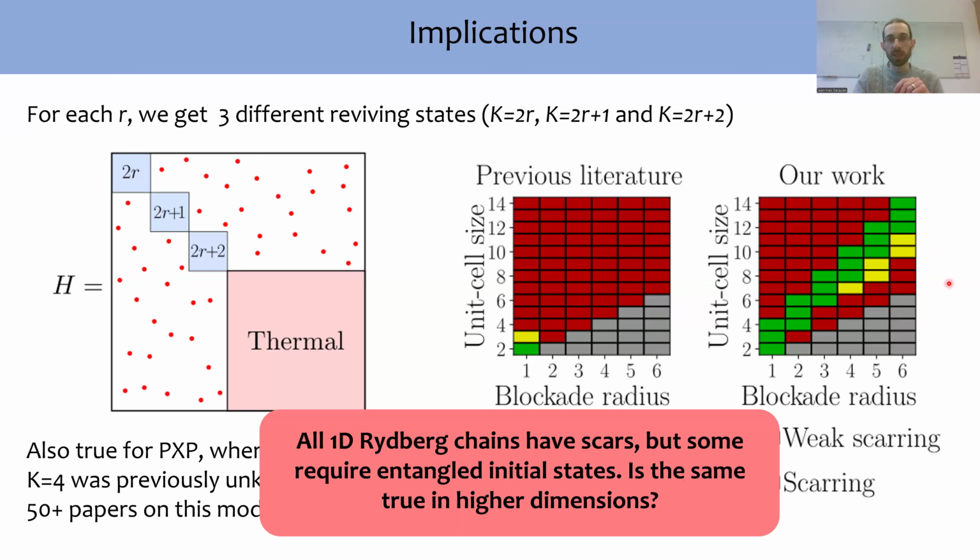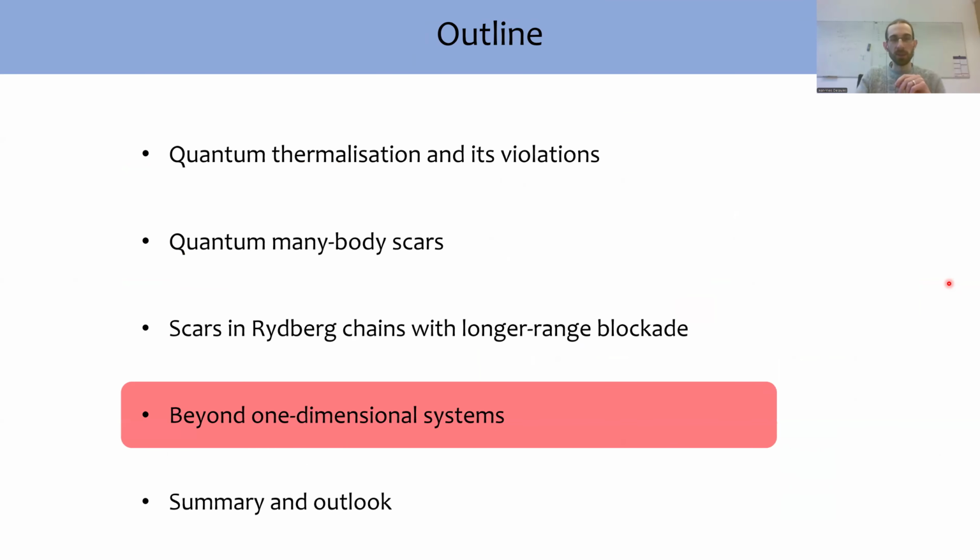So what we have shown is that all one-dimensional Rydberg chains in some blockade regime have scars, but the cost is that to probe some of them, you need entangled initial states. And now the natural question is, okay, well, we essentially solved the 1D case. Can we go to higher dimension? And now these are some new results that are not in the preprint. And I will go relatively quickly over them because the story is kind of the same as in 1D, it just has a lot more possibilities.